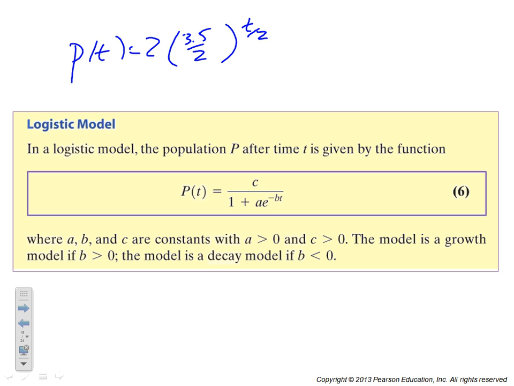So what happens is, the rule we studied, P of t is P0 e to the kt. Remember what they called that? The rule of uninhibited growth? Well, yeah, there's no such thing as uninhibited growth. You can't just grow forever. There has to be some limiting quantity.